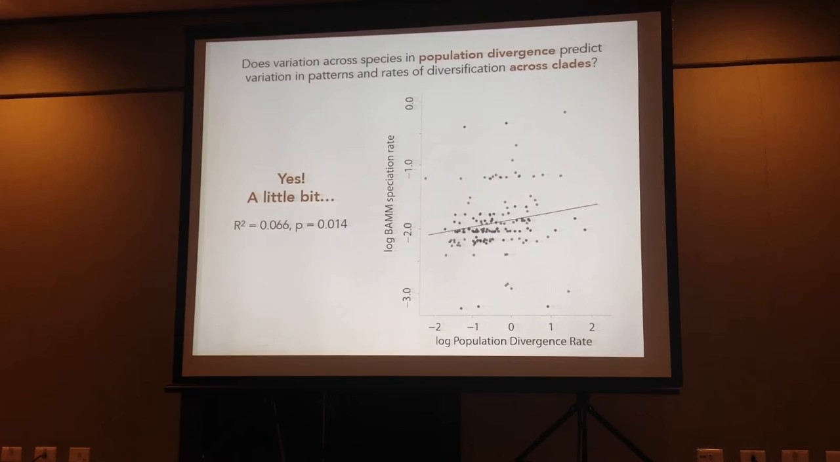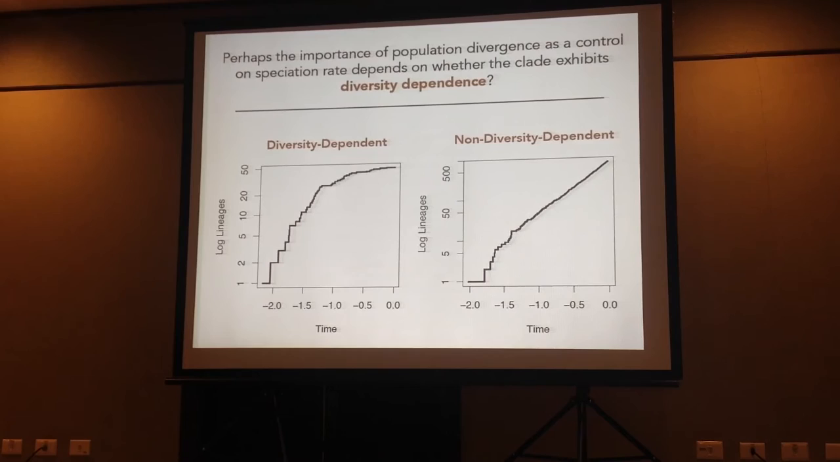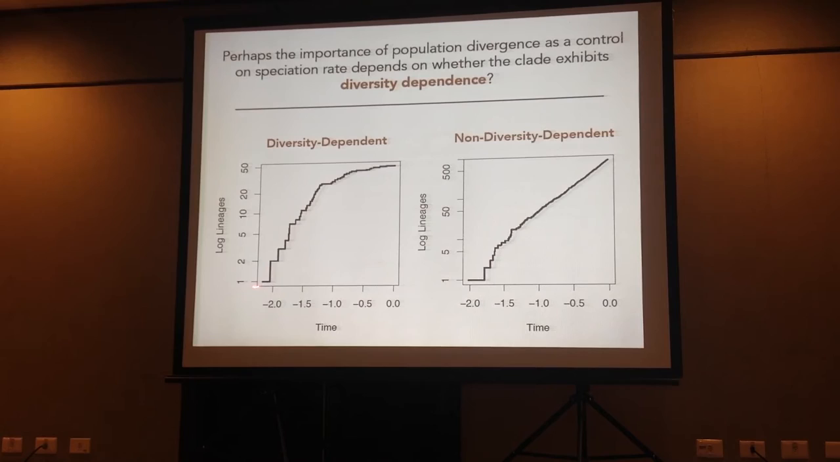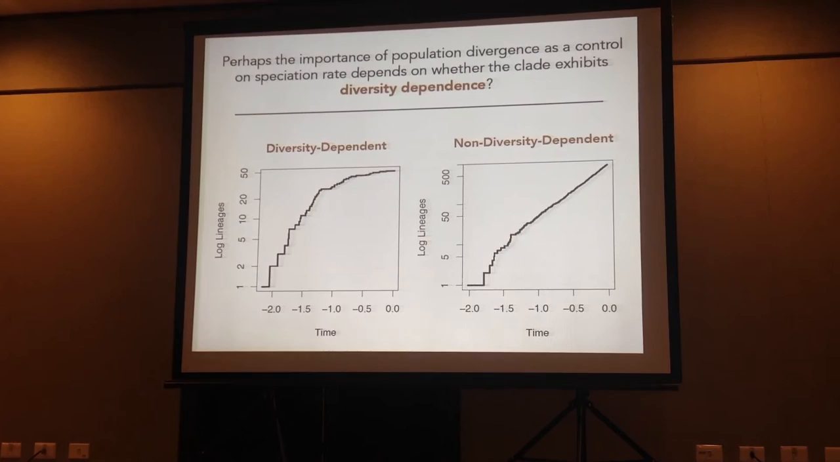I don't have time to go into all those factors right now, but one that's pretty interesting is ecological limits to diversity, or diversity dependence. So we might see an effect of diversity dependence on speciation rate in some clades. For example, these are lineage through time plots. Lineages in some clades accumulate quickly and then slow down, potentially as ecological opportunities disappear for new species to evolve in that clade.